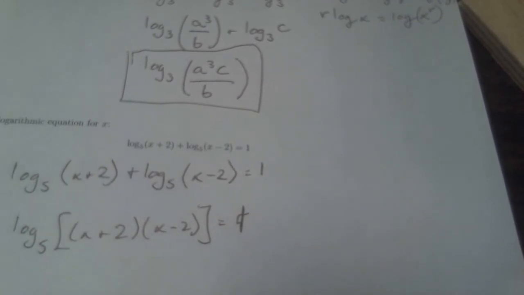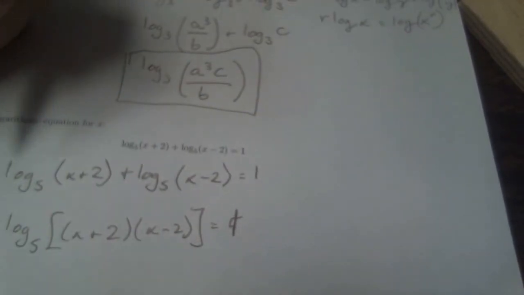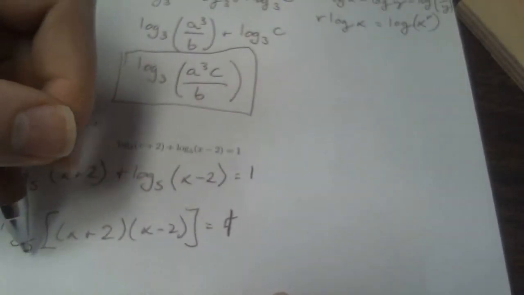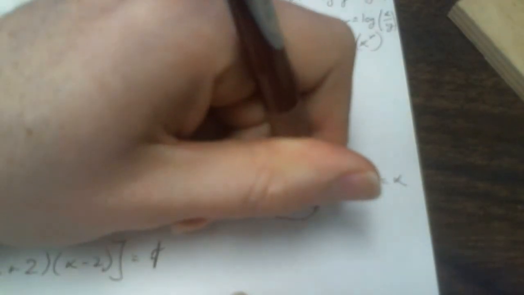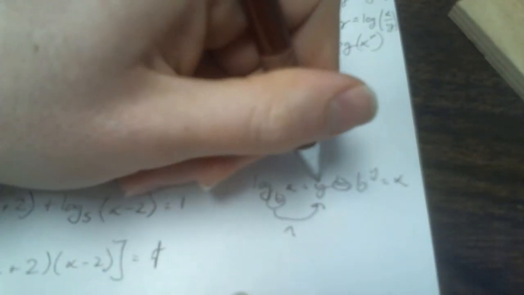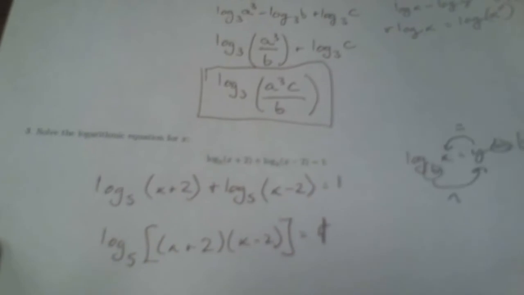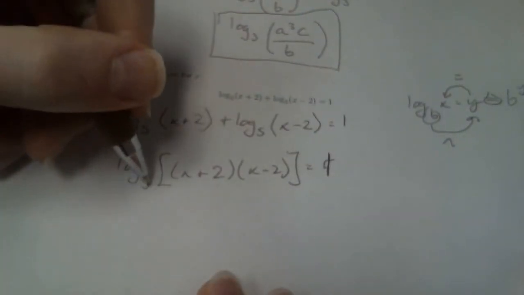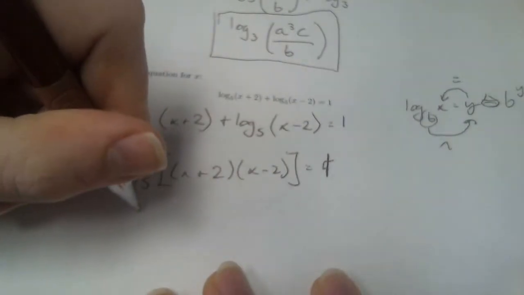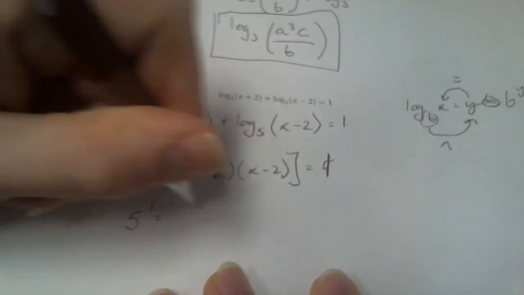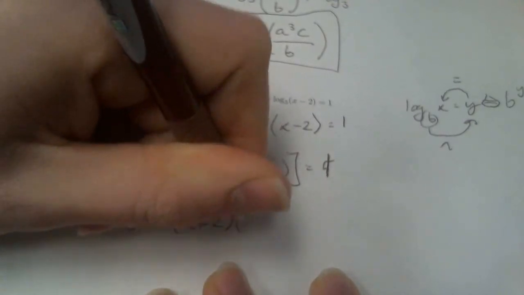Once you have a single logarithm, or at most one logarithm on each side, what you're going to do is convert it to an exponential. So again, if you have log base b of x equals y, that's equivalent to saying that b to the y equals x. You take your base, raise it to whatever your logarithm equals, and then set that equal to the argument inside. So in this case, my base is 5, so I have 5 to the first equals x plus 2 times x minus 2.